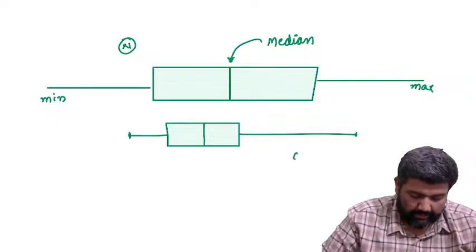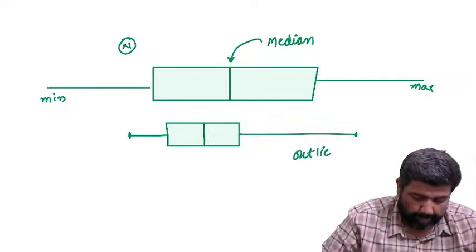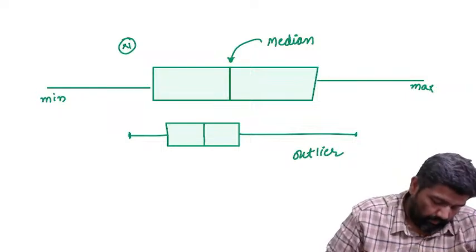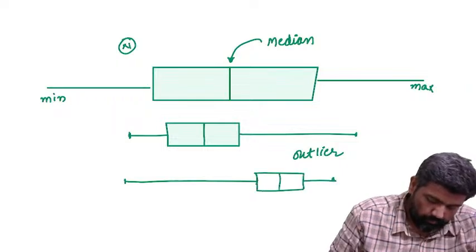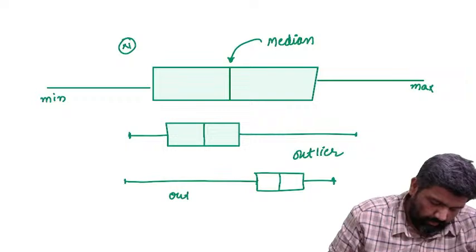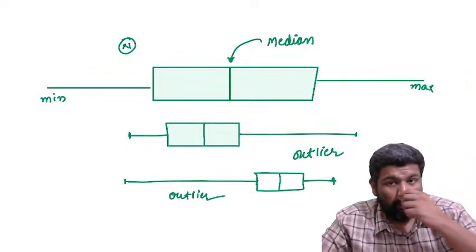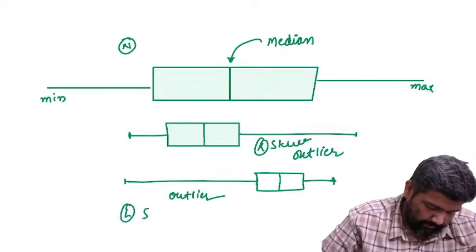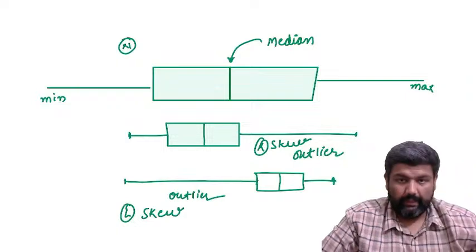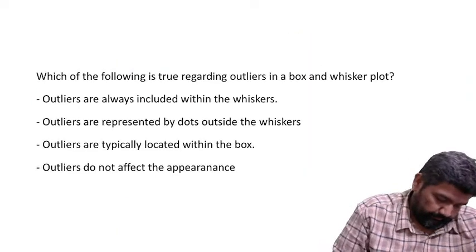So here this means an outlier. This means an outlier. This means an outlier. Now, if it is on right side, this is known as right skew. This is known as left skew.